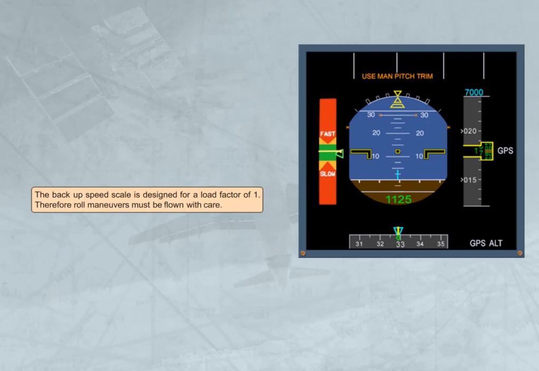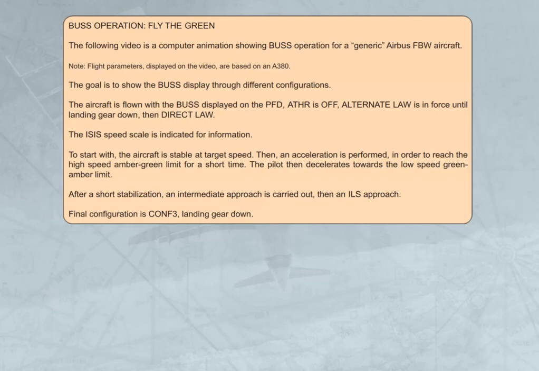The backup speed scale is designed for a load factor of 1. Therefore, roll maneuvers must be flown with care. BUS operation, fly the green. The following video is a computer animation showing BUS operation for a generic Airbus fly-by-wire aircraft. Note, flight parameters displayed on the video are based on an A380. The goal is to show the BUS display through different configurations.